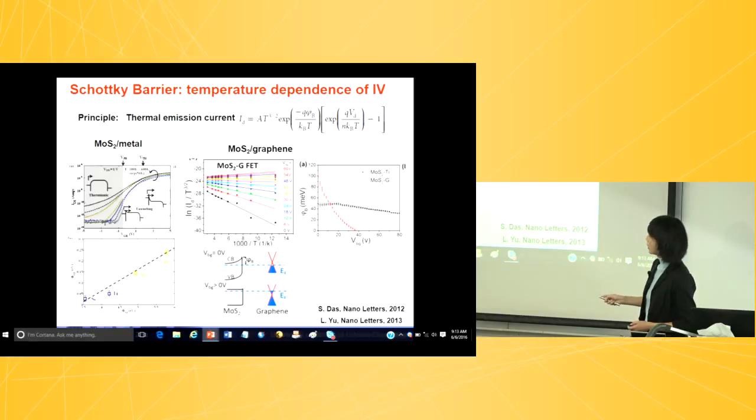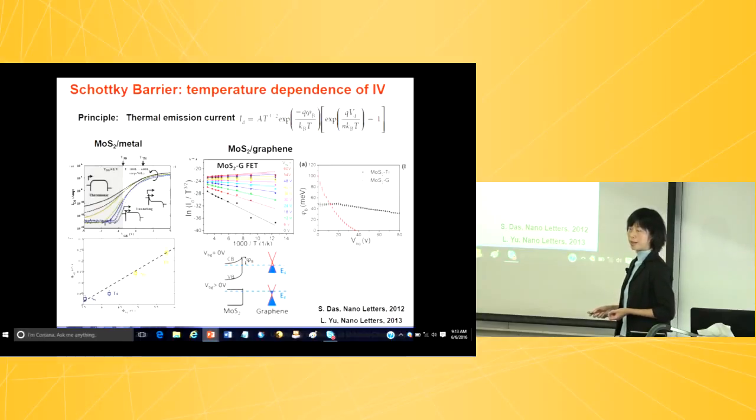However, this change in barrier height is only 10% of the work function difference between the different metals. That means if we change different metals, we can tune the barrier height, but only to a very small extent. The barrier height is largely determined by the band gap and the interface states in MoS2. So where the energy of the interface state is located in the band gap will determine the barrier height instead of the metal work function.